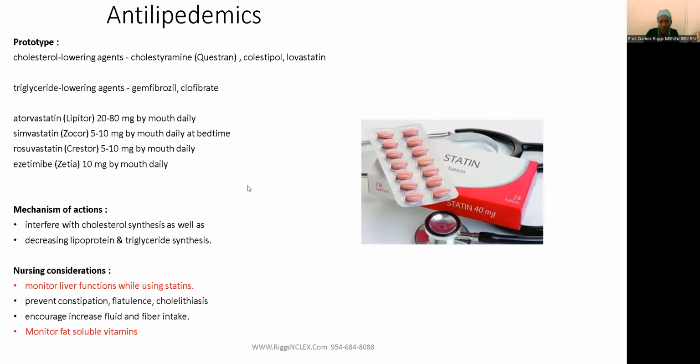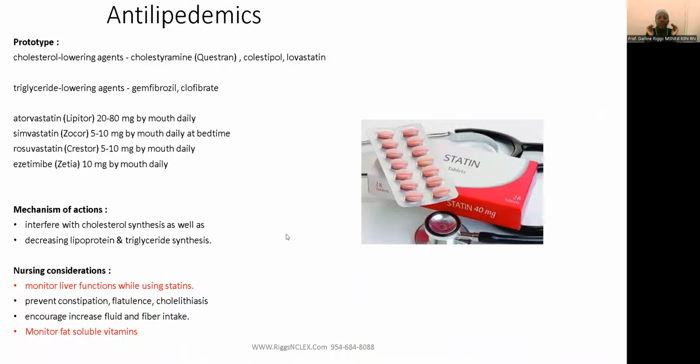I don't see many questions on those, but just for your FYI, they're going to interfere with cholesterol synthesis, as well as decrease the lipoprotein and the triglycerides. But I wouldn't spend too much time on that. I don't see many questions on those.